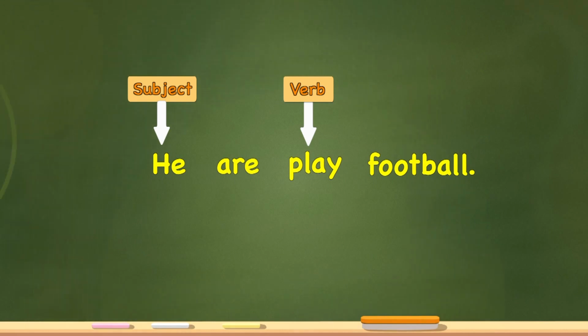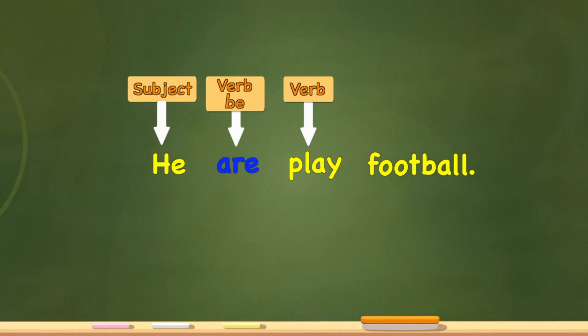Now try to compare the subject and the verb be. Can you identify any error? If you look closely, the verb be, are, doesn't match the subject that we should be using. He is a singular subject, so instead of using are, we have to replace the verb be with is. However, this is not the only error in this sentence. Can you identify the second error?